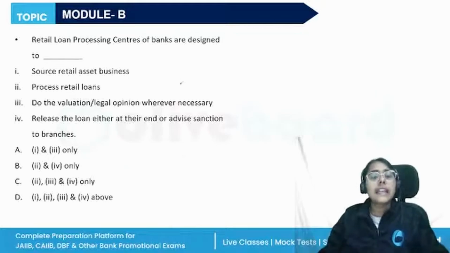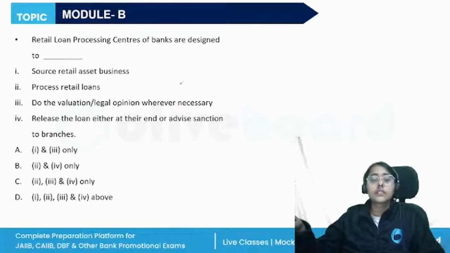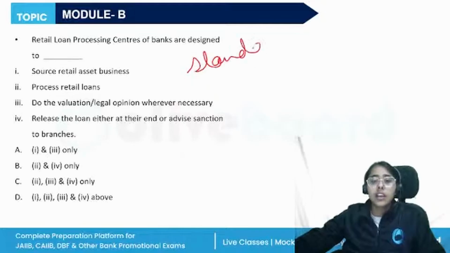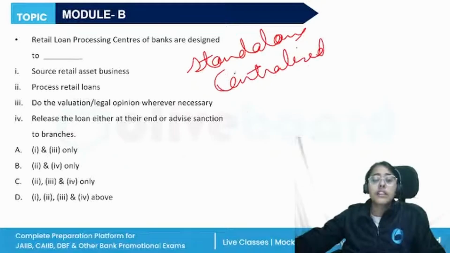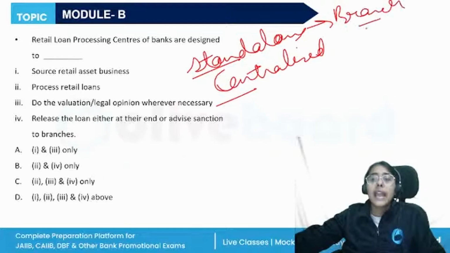Next, retail loan processing centers of banks. So we have two types of retail loan processes. We have the stand-alone model and we have the centralized model. Stand-alone model is where the branches of the bank perform end-to-end functioning. Right from the application to the verification of documents, sanctioning, disbursement, follow-up, everything is done by the branch.